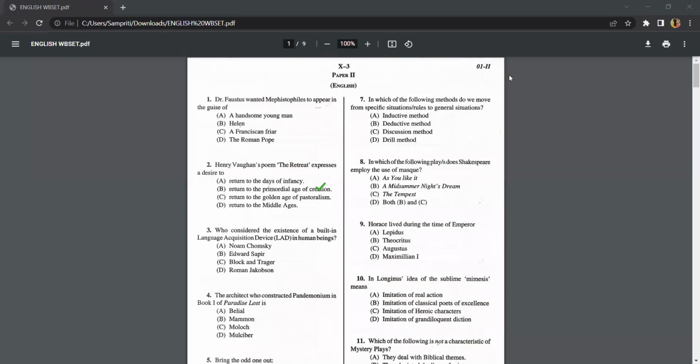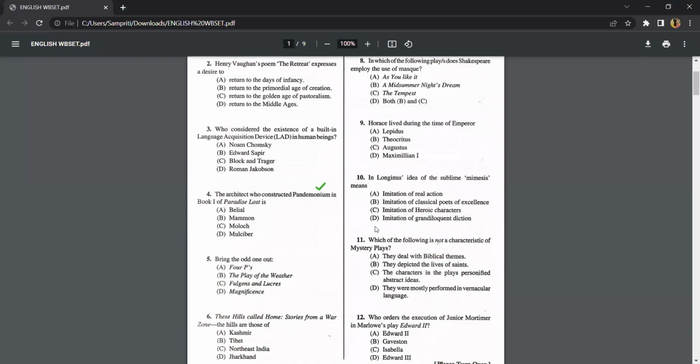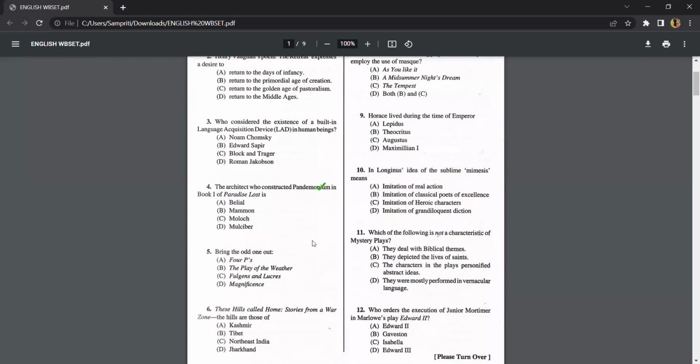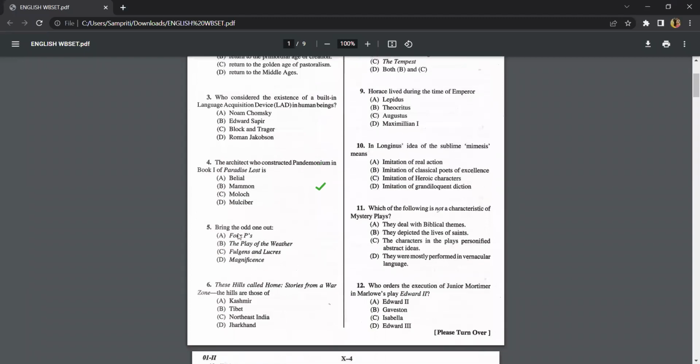Okay. Number 5. Bring the odd one out. Four P's, the play of the weather, Fulgens and Lucrece. Lucrece spelling is mistaken, of course. There must be some spelling mistake or other in West Bengal set questions. Anyways, Four P's, the play of the weather, Fulgens and Lucrece, Magnificence.